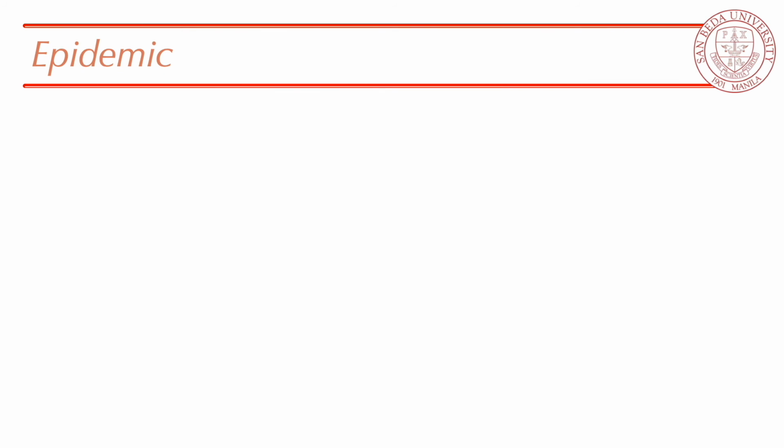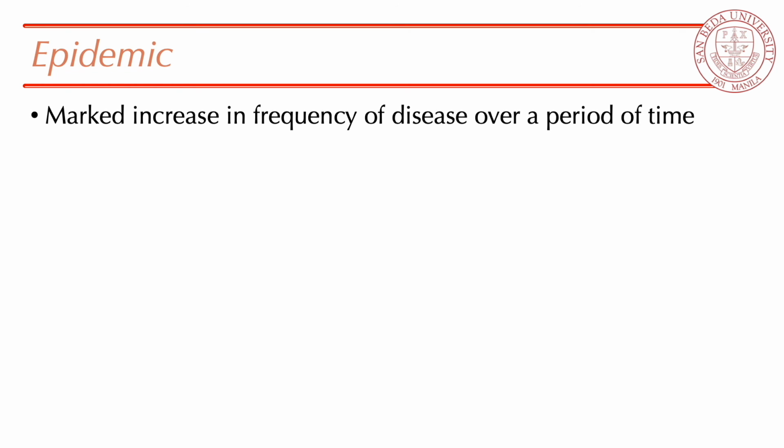Now, the final trend to talk about is the epidemic trend. I will not be dwelling much on this because you will have separate video lectures that will discuss this topic in more detail. But just to define what an epidemic is, it is a marked increase in the frequency of disease over a particular time period.